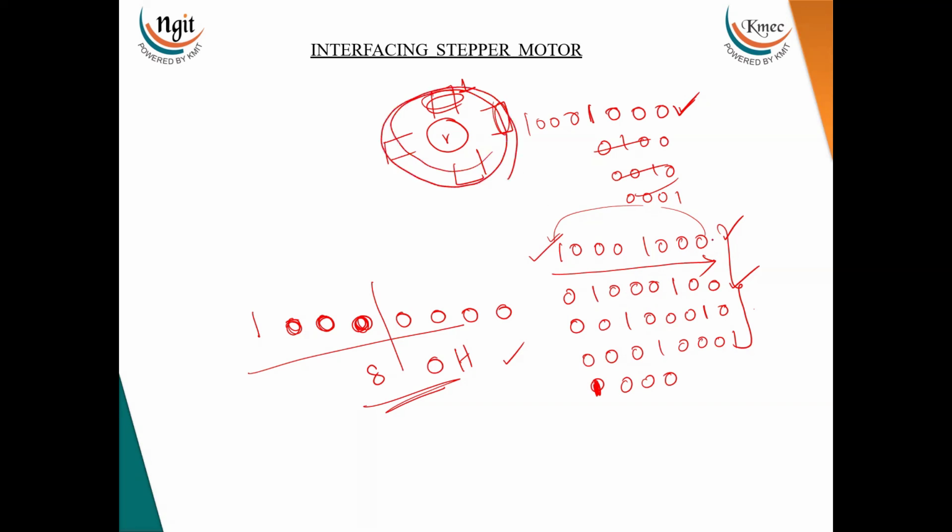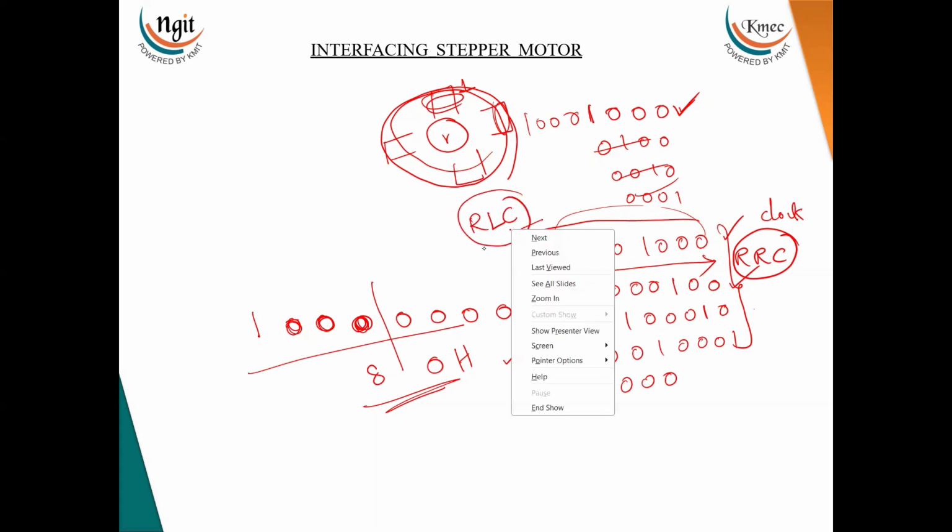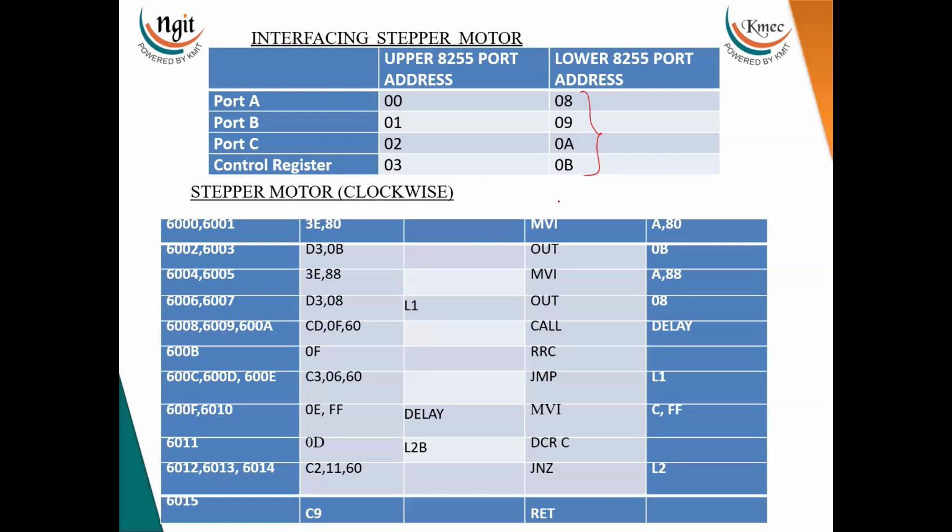Now if you move this data by rotate left, if you move it to the left side like this, then the motor will rotate in an anti-clockwise direction. Now which instruction do you want to write? Rotate right is RRC. This instruction you need to give for the clockwise direction. To rotate left, RLC, the rotate left instruction, you have to give. With this, the motor will rotate in an anti-clockwise direction. Now we will see how to write the program. What is the command word? Already we have seen that it is 80H.